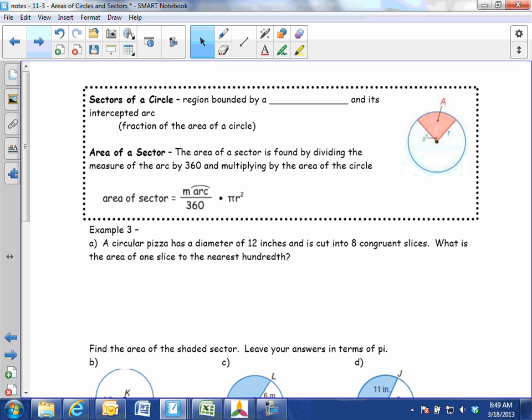Okay, so sector of a circle. A sector of a circle is like a piece of pie. We're cutting the circle from the center to the edge to get a piece of pie. Technically, it's a region bounded by two radii, a central angle, and an arc.